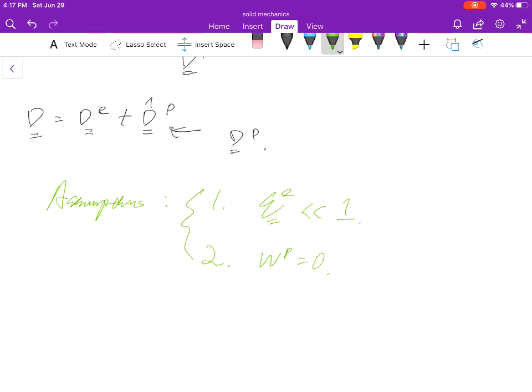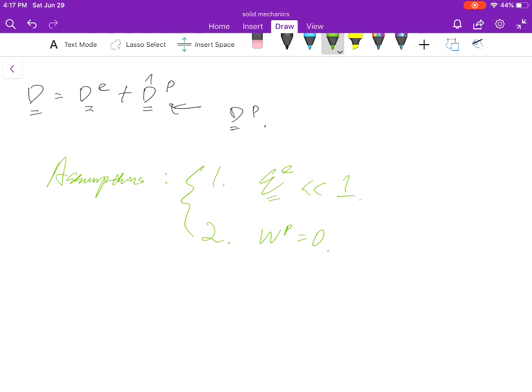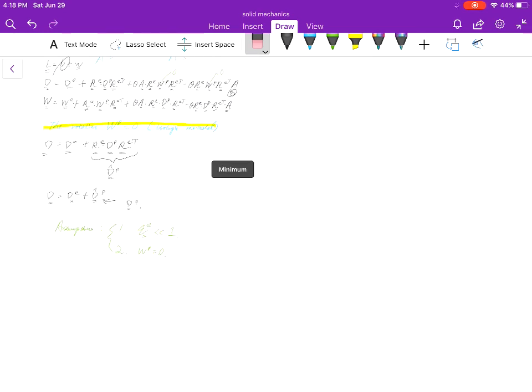With these two assumptions, what you need to do is just write out the decomposition of L. Basically you have the decomposition of F, you substitute F, you have the decomposition of L in terms of F, and you substitute it, and then you get that solution. I hope this video is helpful for you.